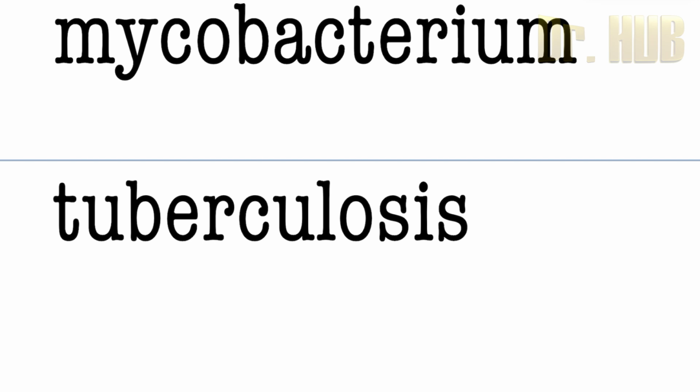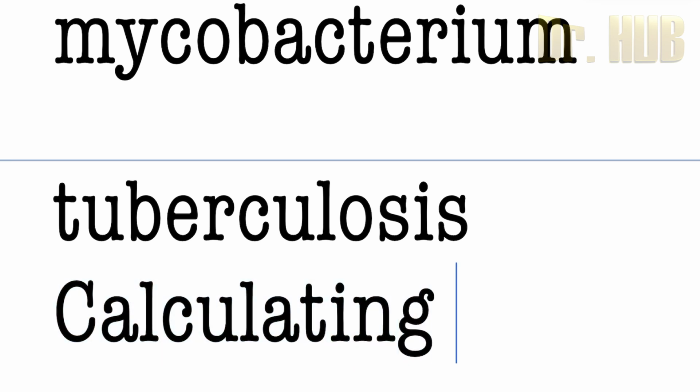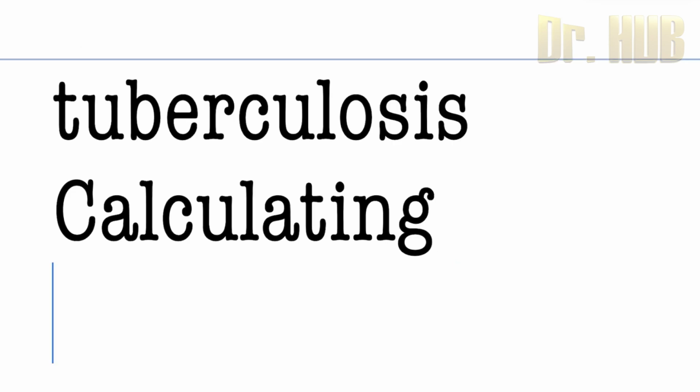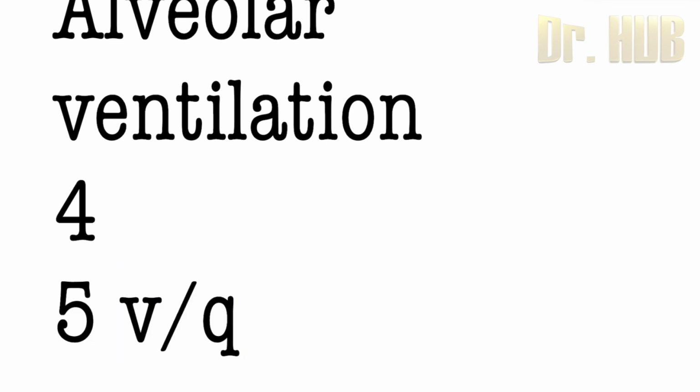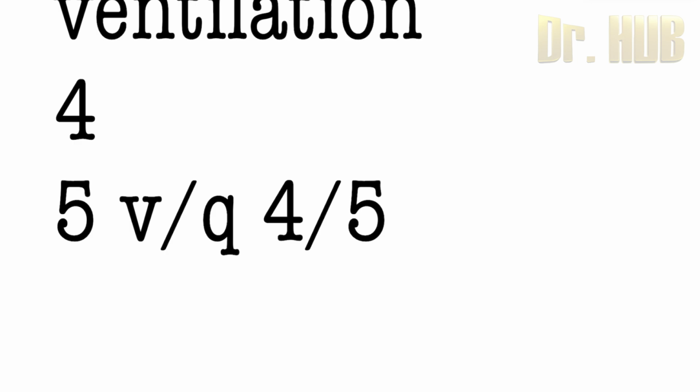Now let's move on to calculating the V by Q ratio. First is the alveolar ventilation. If alveolar ventilation is, say, 4 liters per minute and the cardiac output is 5 liters per minute, the V by Q ratio will be 4 by 5, leading to 0.8.